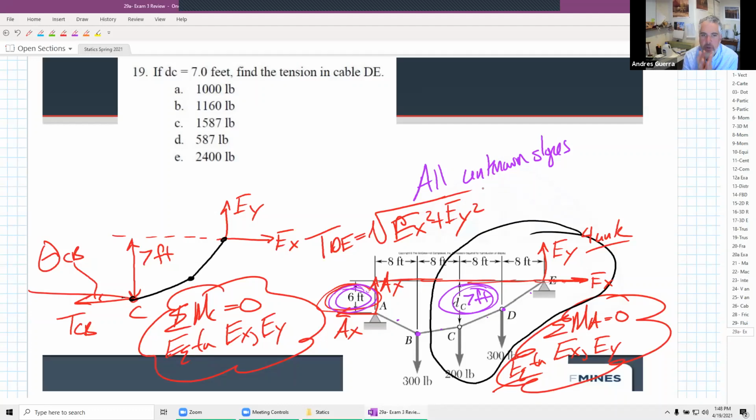And then I see a question here from a problem ago. If they had the same slope, they would have the same tension. That is correct. If they had the same slope, they would have the same tension.